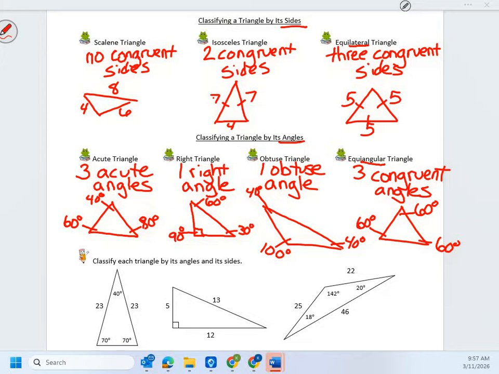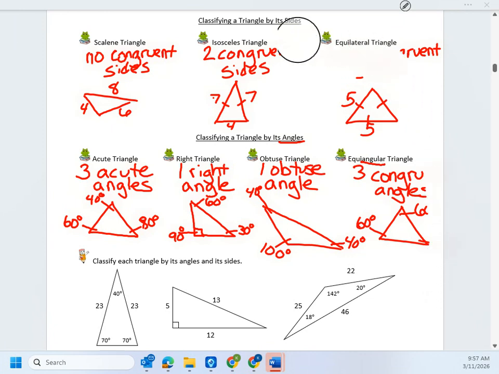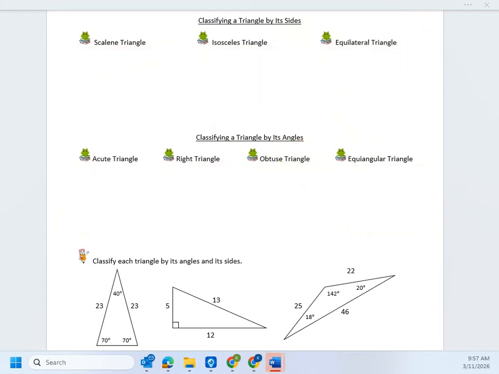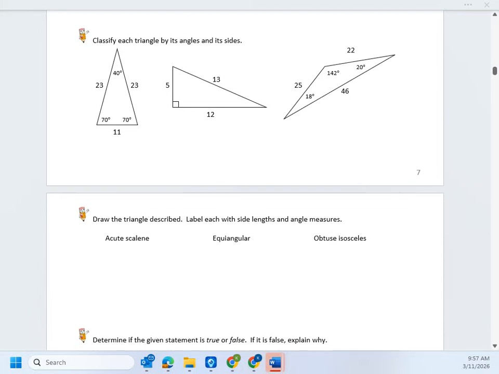Any questions on our angles, angle triangles? All right, so let me scroll up. On the bottom it says classify each triangle by its angles and its sides. So you're going to give two names. You're going to give an angle name, you're going to give a side name.